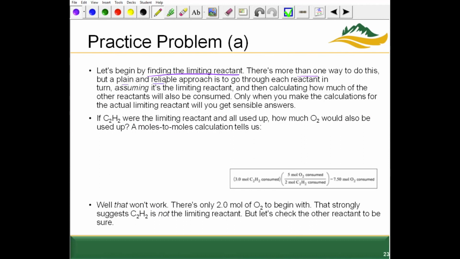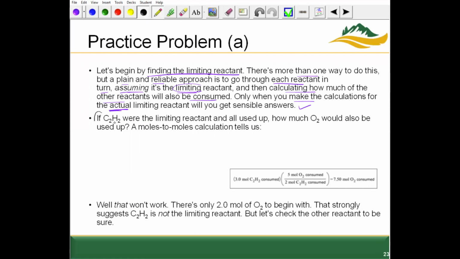One reliable approach here is to go through each reactant in turn, assuming it's the limiting reactant. Then calculate how much of the other reactants can be consumed when assuming this one is a limiting reactant. So only when you make the calculations for the actual limiting reactant will we get answers that make sense. We'll go through an example of this.